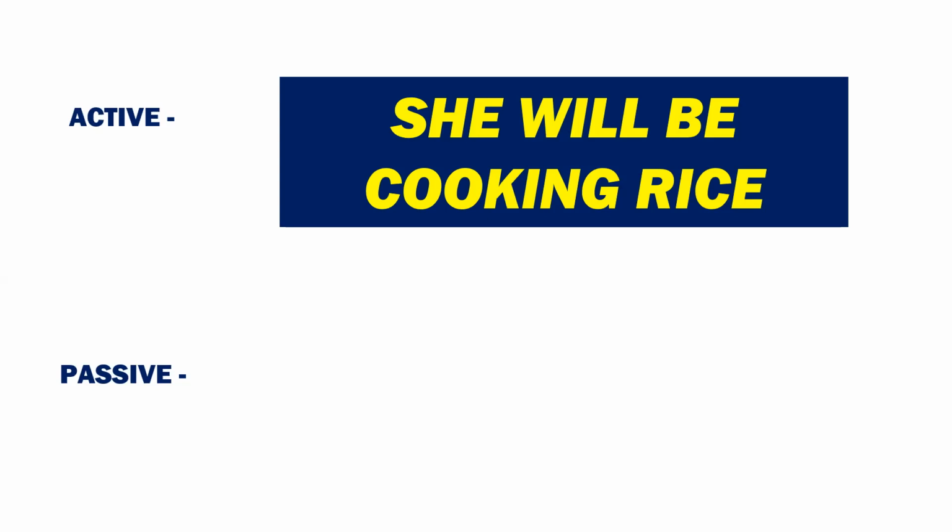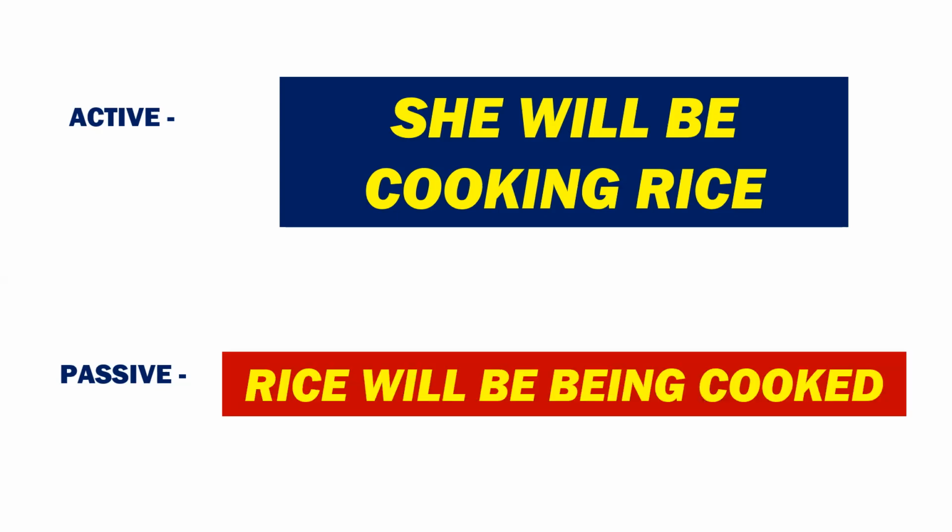cooked by her. What is the tense? Which tense is it? Actually, it is a future tense. Future continuous. As soon as continuous came, what extra verb do you have to put? Being. Rice will be being cooked by her. Okay, by her you can omit it.